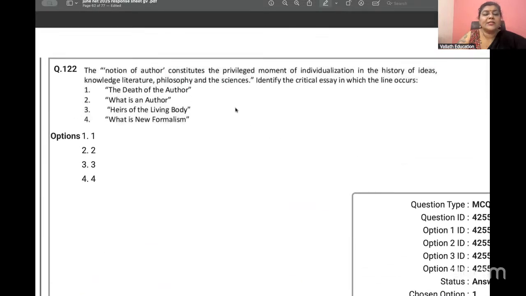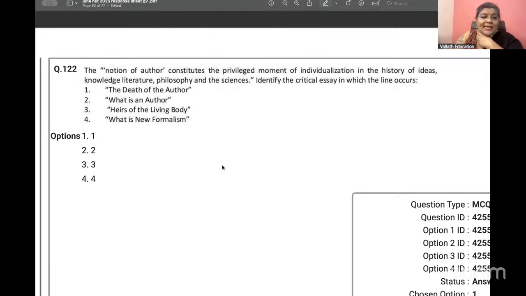You didn't notice. The notion of author constitutes the privileged moment of individualization. That means he is praising the author. He is not saying the author is dead. The notion of author is a privileged moment, he is saying. It cannot be death of the author. Hey, 3 and 4 you never heard. Choose What Is an Author by Foucault. That is the answer. The notion of author is a privileged moment.